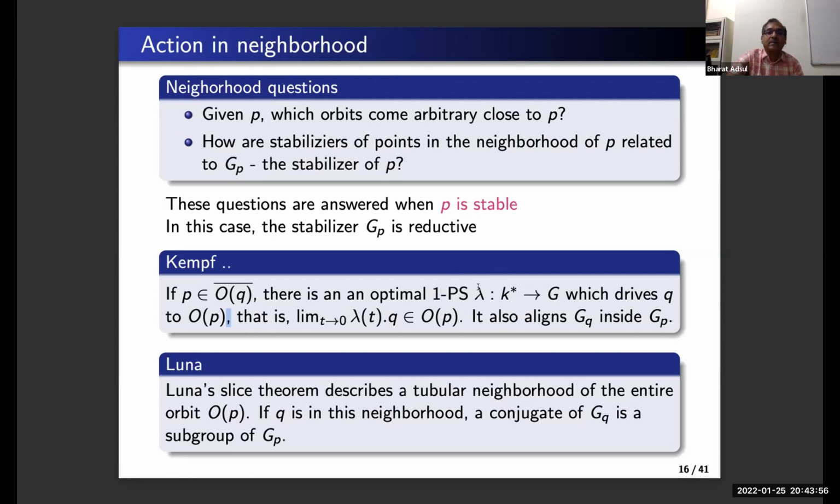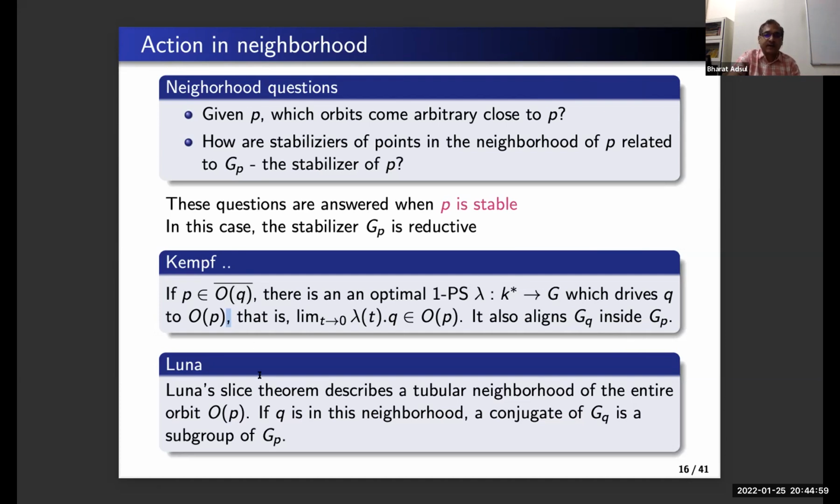And in fact, this optimal one parameter subgroup also aligns the stabilizer of Q along the stabilizer of P. Note that because P is in the orbit closure of Q, the orbit of Q is of larger dimension, and therefore the stabilizer of Q is of smaller dimension, while the orbit of P is smaller in dimension and its stabilizer is larger, because the dimension of the stabilizer plus the dimension of the orbit is the dimension of the ambient space. So when Q closes onto P, certainly the dimension of the stabilizer of Q is smaller than the dimension of the stabilizer of P. But what the optimal one PS due to Kempf does is that an appropriate conjugate of Q, along this lambda, will sit inside. So there is an alignment of stabilizers that happens through the optimal one parameter subgroup due to Kempf.